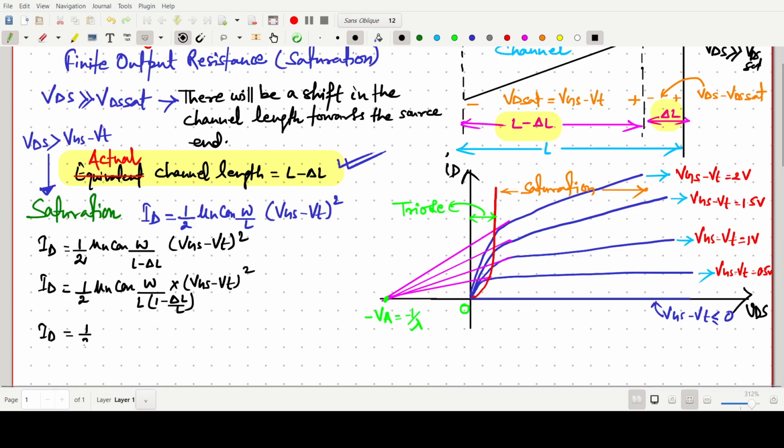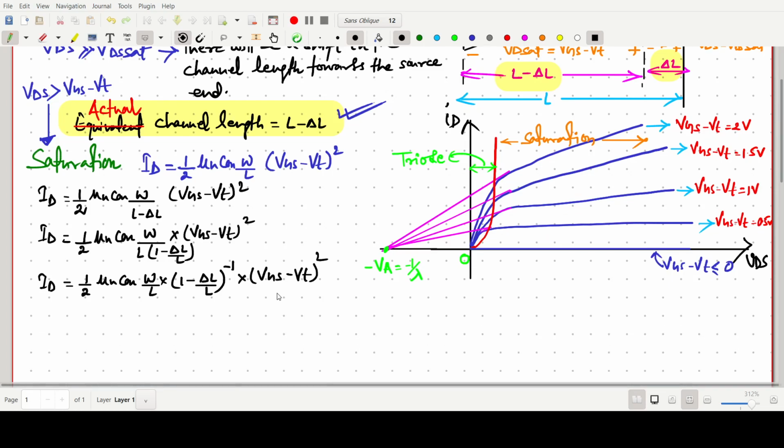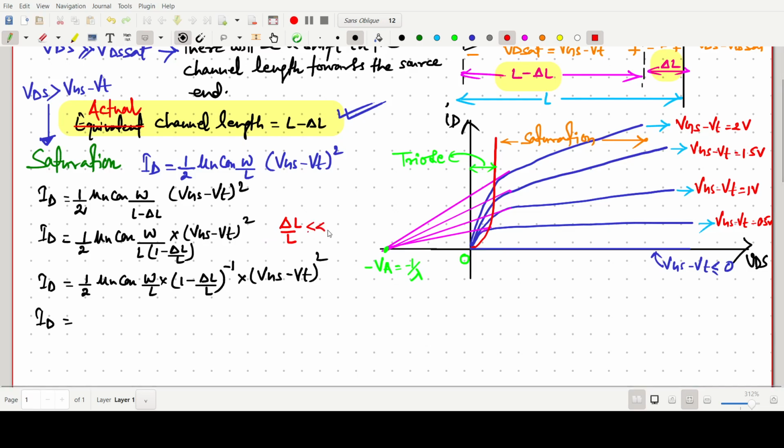So ID can be written as 1 by 2 mu n Cox W by L, and this can be written as 1 minus delta L by L, inverse, into (Vgs minus Vt) whole square. Vt is the threshold voltage, Vgs the gate to source voltage. One can also write overdrive voltage VOV, but I am writing like this. So now this ID. Okay, now one thing here, this delta L by L will be very less than 1.